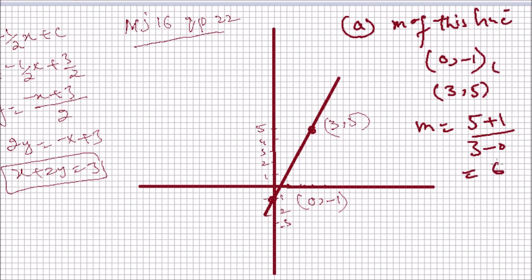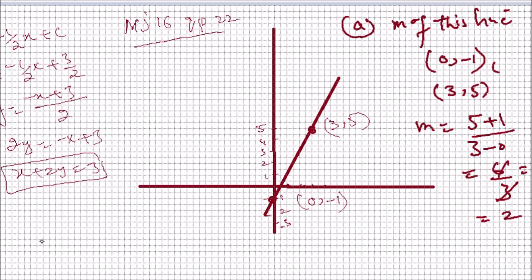So the result is 6/3, and the answer is 2 here. Yes, that's the answer. Or I will say it's 2 here. Now that's part A. What about part B? I'm writing it here, in this part.